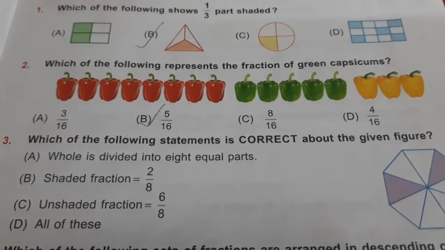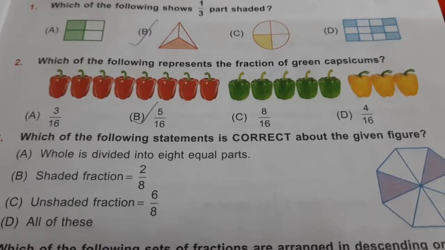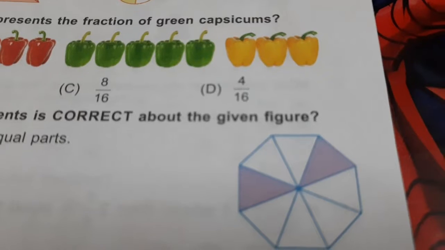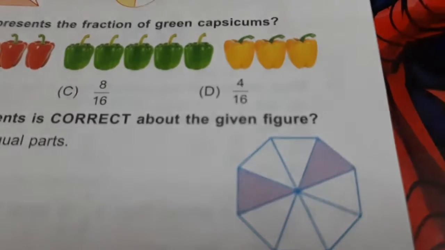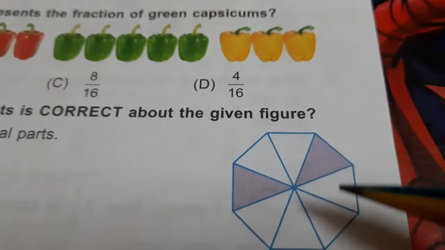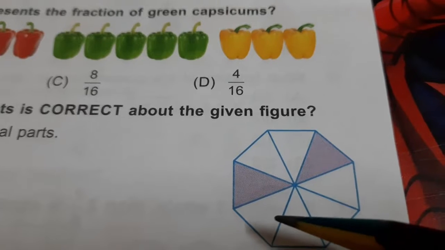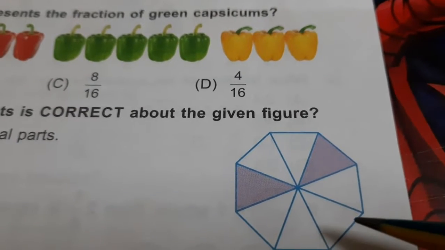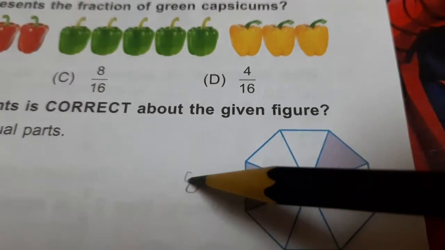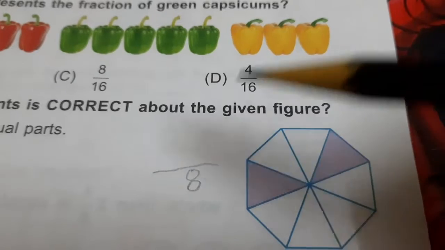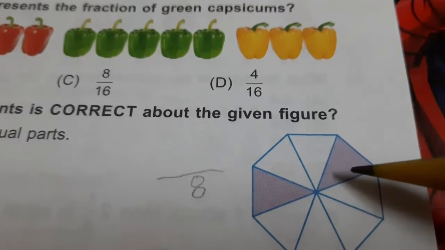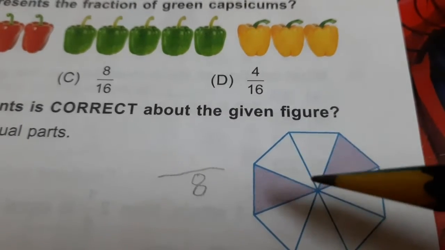Question number 3. Which of the following statements is correct about the given figure? So let us look at the given figure. We have been given total number of triangles as 1, 2, 3, 4, 5, 6, 7, 8. So total number of triangles are 8. So हमारा denominator is 8, right? Okay. And let us now look at numerator. Okay, numerator will be 2. So अगर shaded part ही देखा जाए तो it will be 2 upon 8.